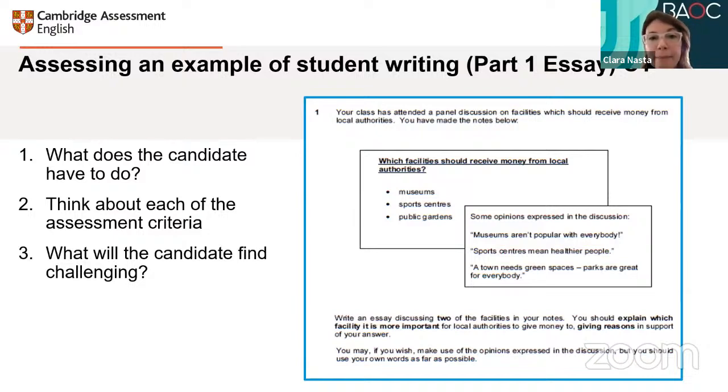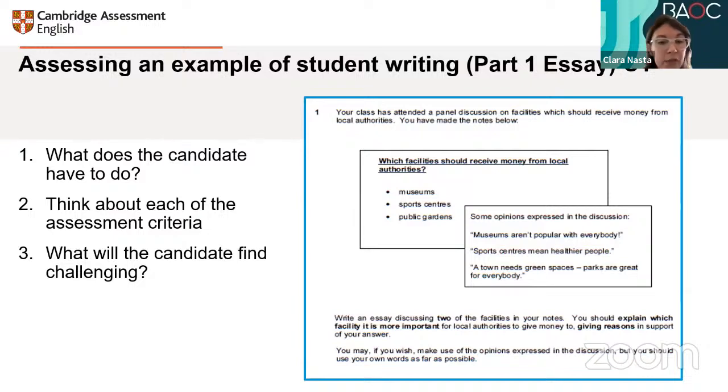This is an example of a C1, the introduction to part 1, the essay in C1, right? They are asked to produce a discursive essay. So what does the candidate have to do here? Well, they have to write an essay. Think about each of the assessment criteria.